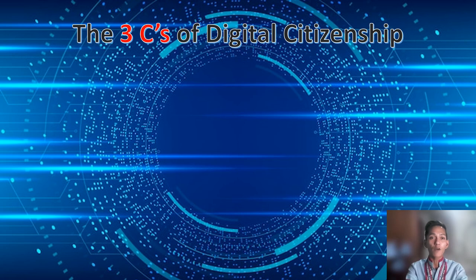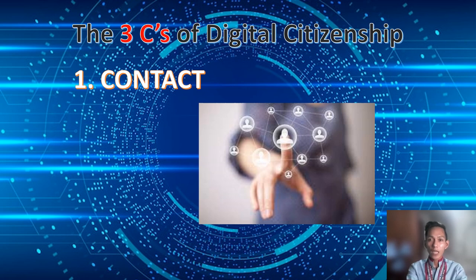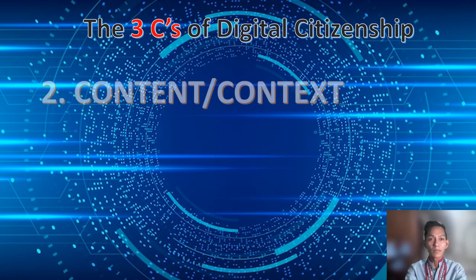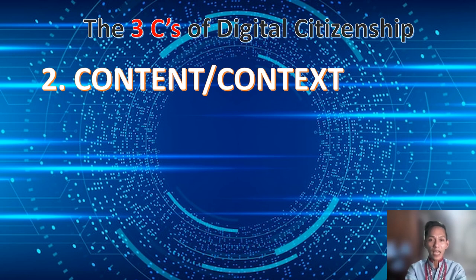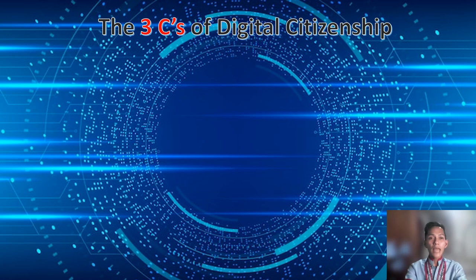There are three C's of digital citizenship. First, we have appropriate contact. Appropriate contact teaches people, or what we usually call netizens, appropriate and healthy relationships and communication online. Next, we also have appropriate content. This requires acceptable, healthy, professional, and clear content, considering if it is responsible, healthy, and ethical. Next, we also have appropriate conduct.